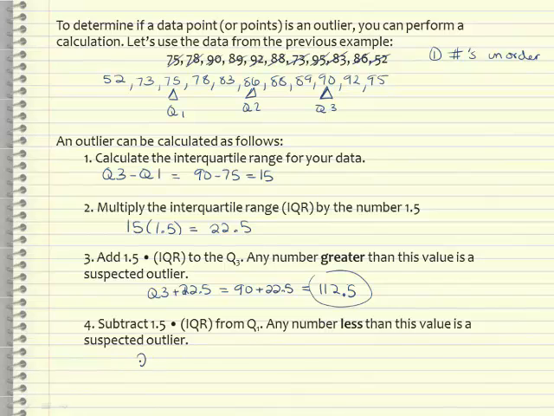Or if I take 22.5 and subtract it from Q1, so in this case 75 minus 22.5, well, 75 minus 22.5 is 52.5. Any number less than 52.5 is an outlier. Since 52 is less than that, 52 is an outlier.